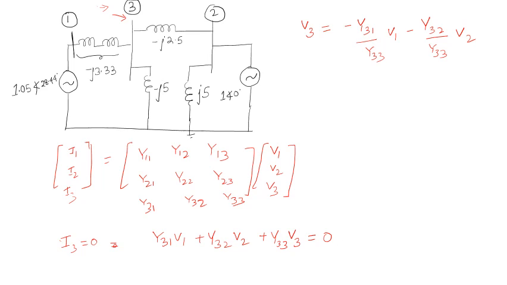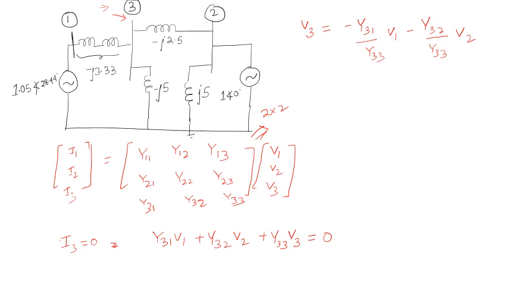Why am I doing this? Because I want to reduce this 3 by 3 matrix to a 2 by 2 matrix. The reason is that I am not interested in bus number 3, because it does not have any source. So the reduction is done based on the source. Make sure when you are calculating the transient analysis, you try to reduce your matrix.